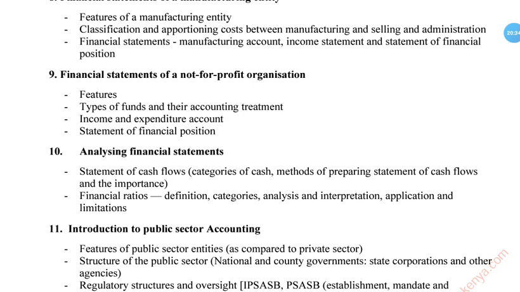So the other area will be financial ratios. So financial ratios, we shall have definition, categories, analysis and interpretation, application, and limitation. So this is where we shall go through the quick ratios, asset, liquidity, activity, all those. We shall go through that. So topic number 11 is introduction to public sector accounting.